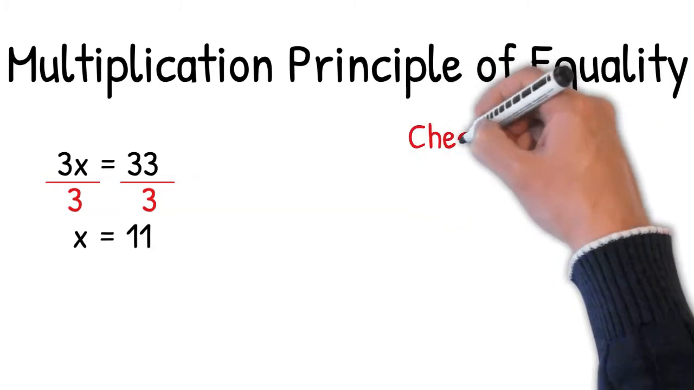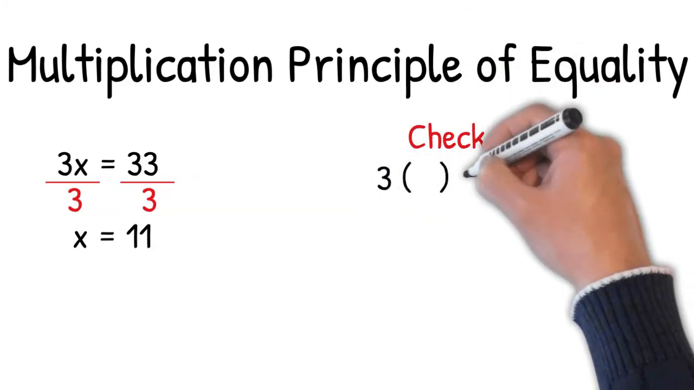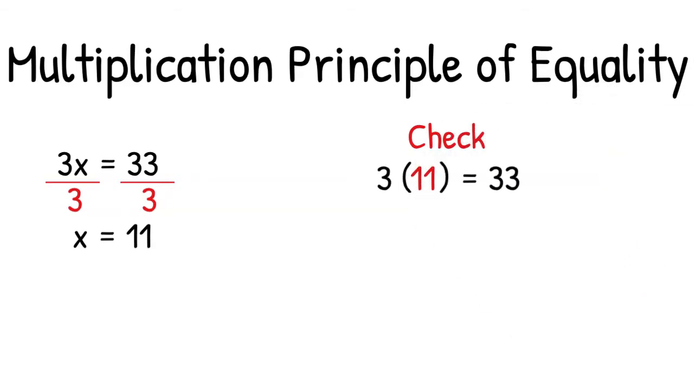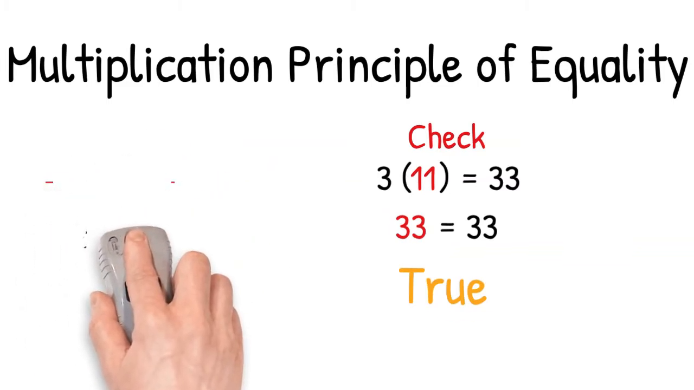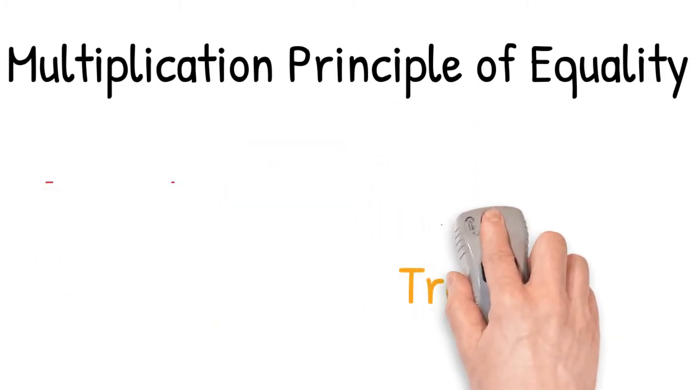To check, substitute 11 back into the original equation for x. 3 times 11 is 33, and 33 is equal to 33. The equation is true. The solution to the equation is x is equal to 11.